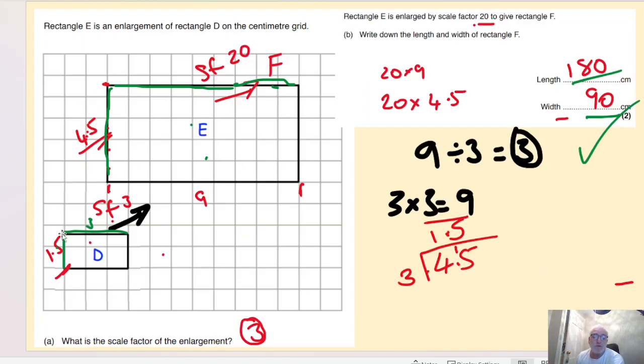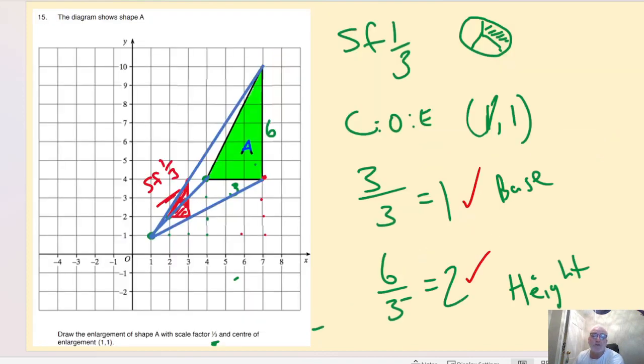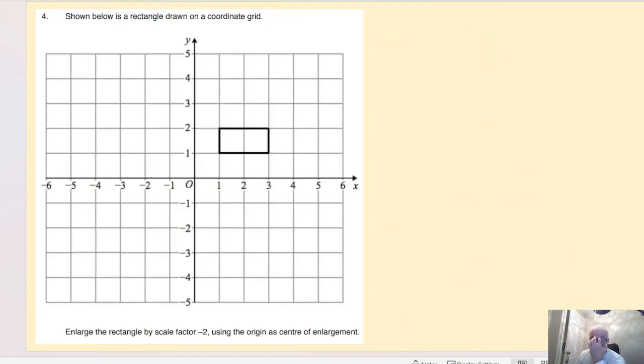We've worked it backwards to try and find what the scale factor is, and also enlarging it further. And then we've looked at fractional enlargements. So I'm enlarging it, but to a smaller value. I'm actually shrinking that shape down. Okay, so let's have a look at the final one, which is enlarging a rectangle to a negative scale factor.